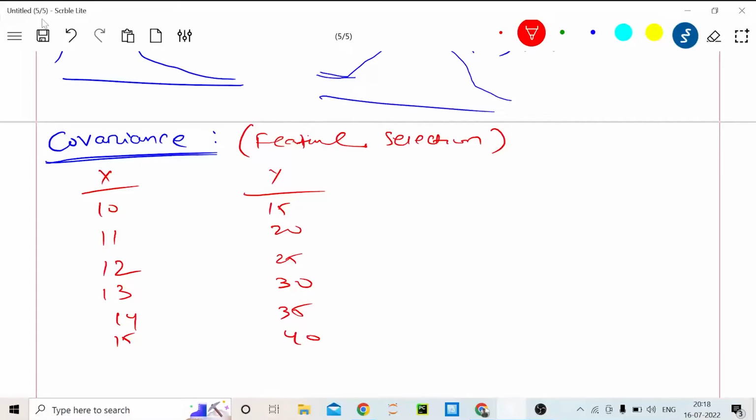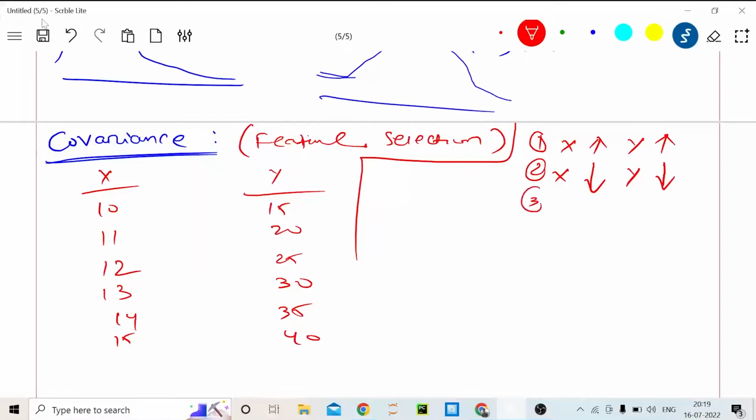What type of relation can you observe in this x and y? Anyone can tell me? I will tell you one more thing. There are four types of relation that may be present. One is when x is increasing, y is also increasing. Number two, x is decreasing, y is also decreasing. Number three, when x is increasing, y is decreasing. Number four, when x is decreasing, y is increasing.